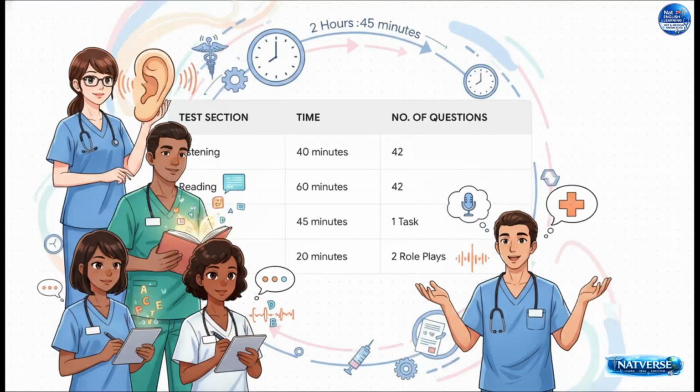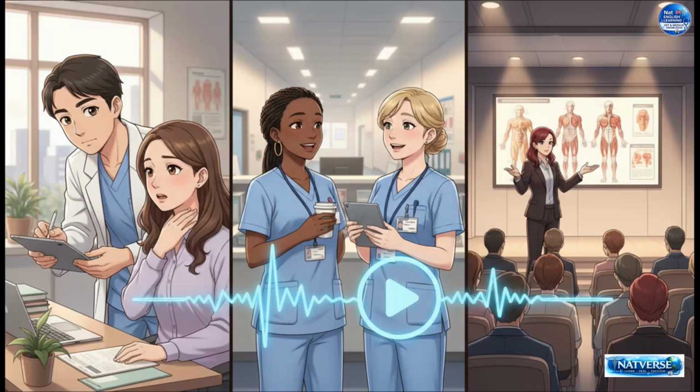Here's the big picture view. The whole test takes about 2 hours and 45 minutes, more or less. You've got 4 distinct subtests: listening, reading, writing, and speaking. Each one has its own unique timing and format, so let's zoom in on each of them. First up, listening. This section runs for about 40 minutes and it's split into 3 parts. You'll hear things like a patient consultation, some short workplace conversations, and a longer piece like a presentation.